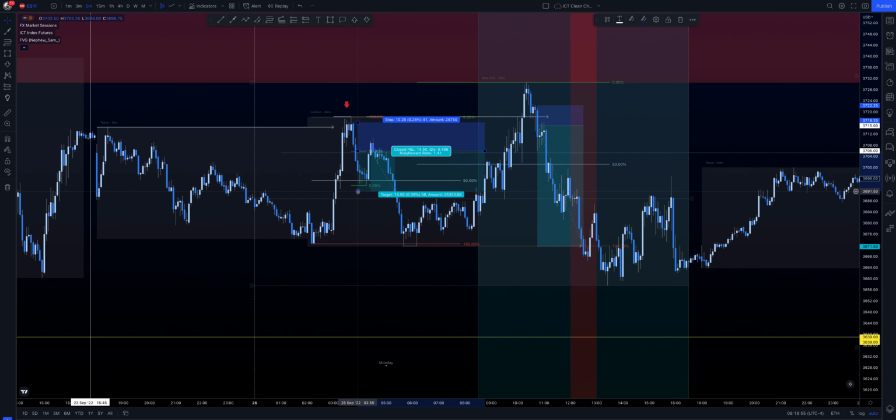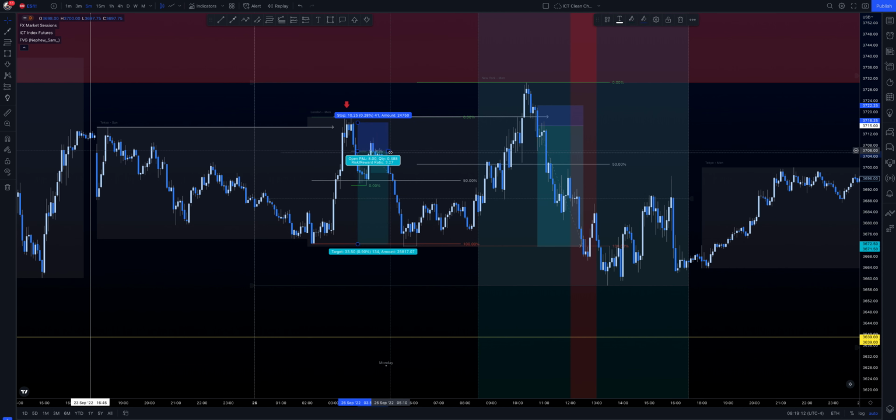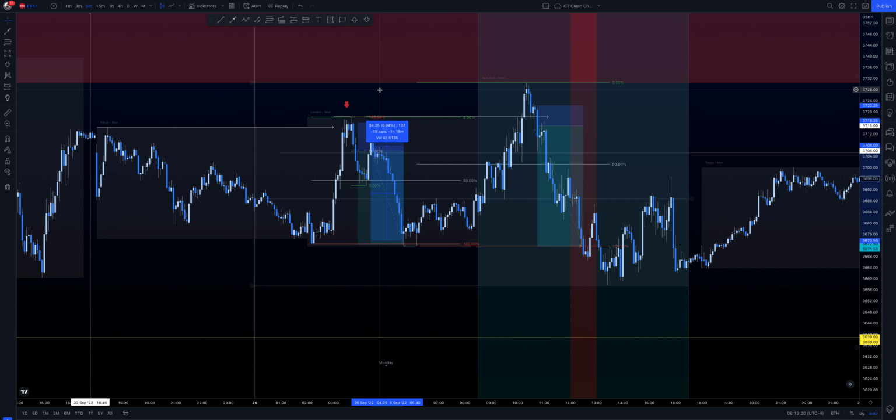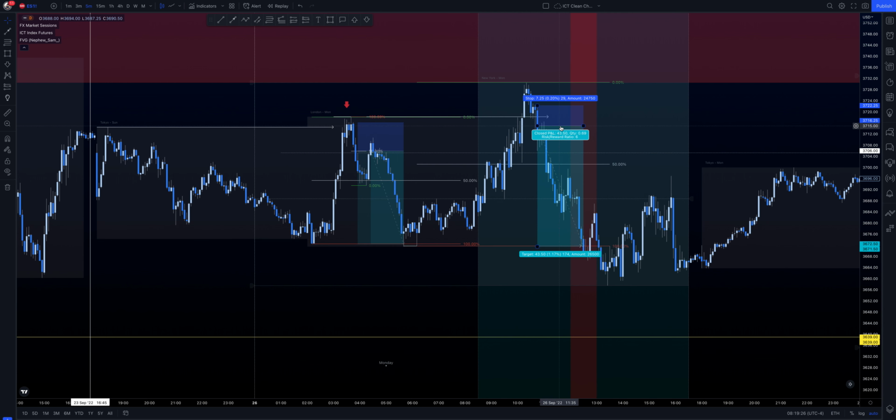Target number one would be a PD array within a discount, which is that there for 1.3%. And then target number two would have been here for 1.8%, and then target number three would have been 3.2. So you got a maximum here of 3.2% within a period of time of 1 hour 15 minutes. So you got 3.2% on Monday. So by Tuesday you're almost up an entire 10%, and that's based off of 1% risk.